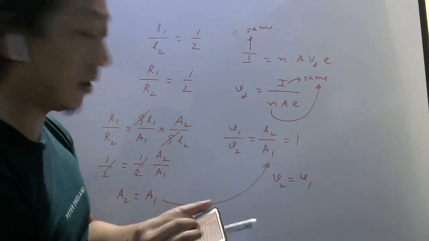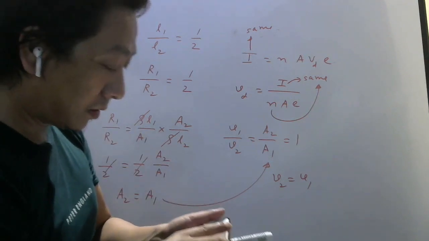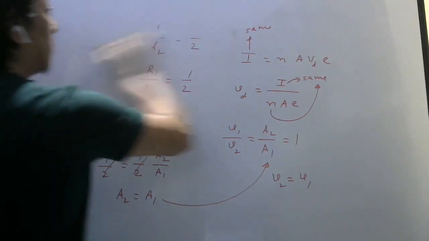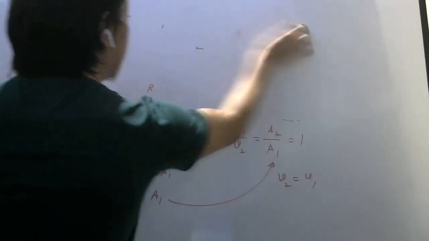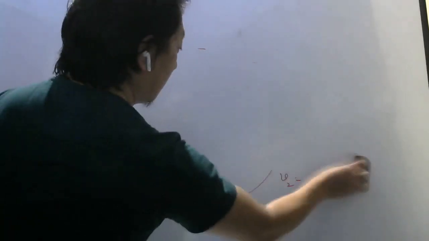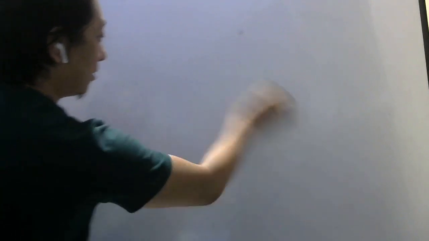So 1:1, option C. So this time there was no need to write in terms of voltage, but area ratio they did not give. Resistance ratio they gave. So we have used formula for resistance to find ratio of area. Let us see question number 29.